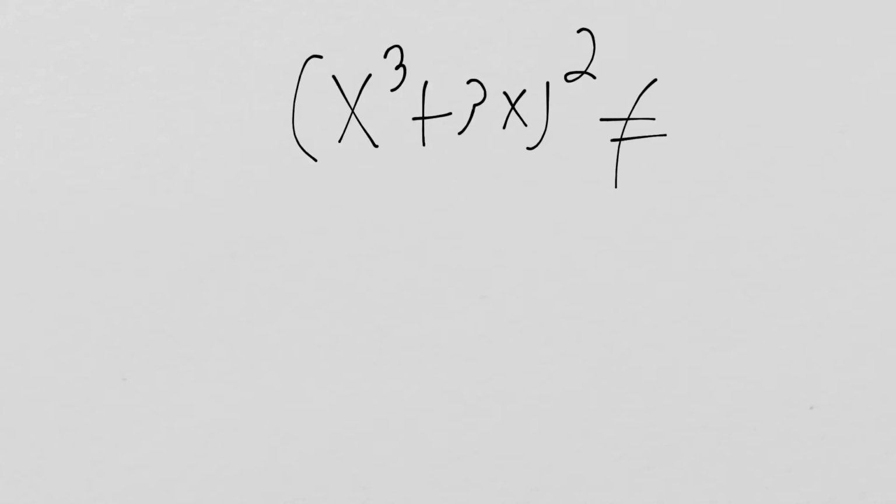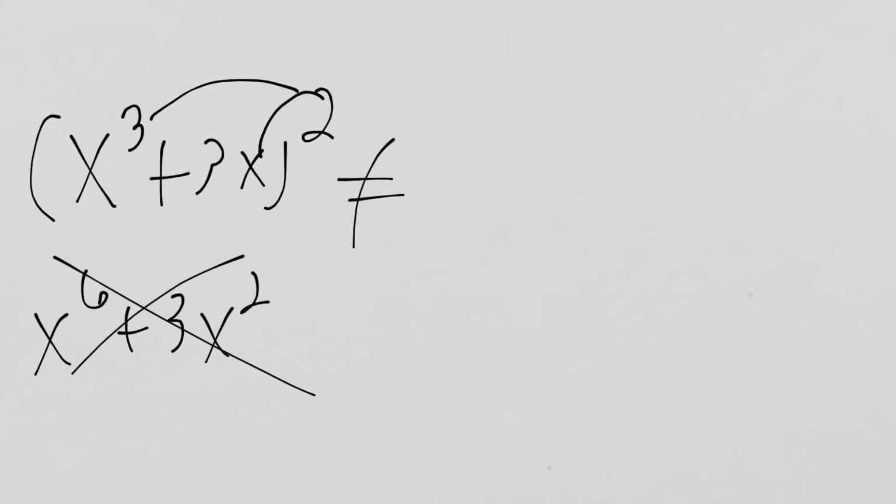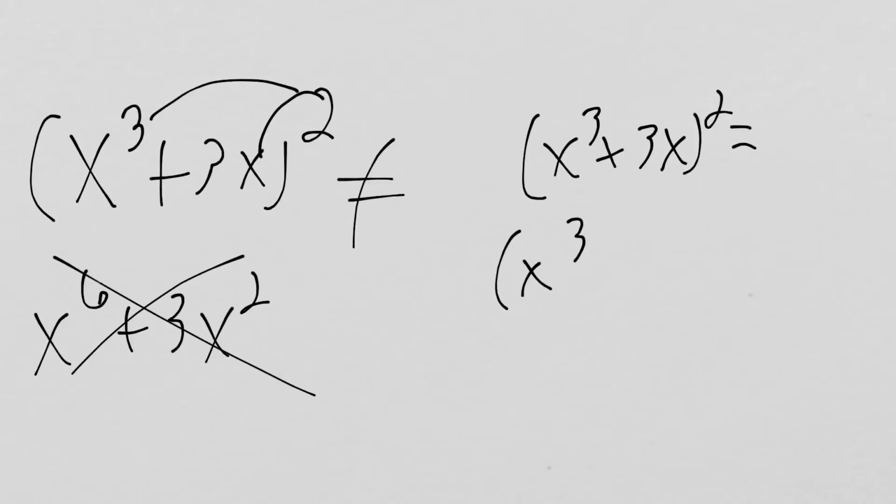Okay, so this kind of brings us to another point: when you have multiple pieces within your factor, so if we have (x cubed plus 3x) squared, what some people like to do, and this is not true, is make this x to the 6th plus 3x squared, basically distributing this 2 to both pieces. But you know that we cannot do this, because what does (x cubed plus 3x) squared mean? Okay, this means (x cubed plus 3x) times (x cubed plus 3x), right?